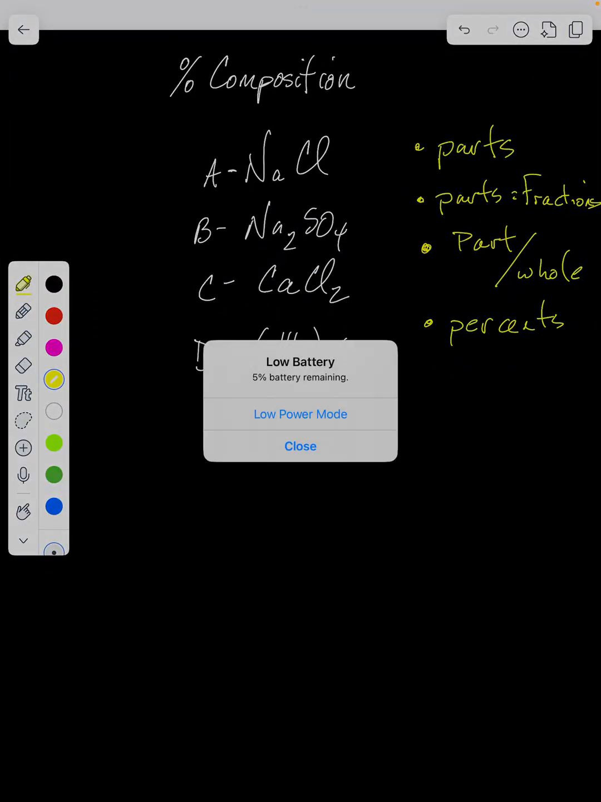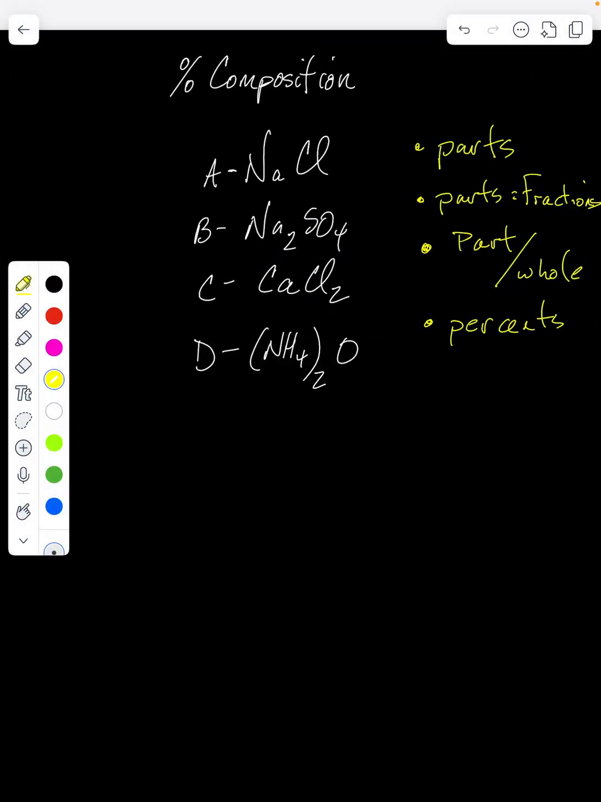Okay, we have a little bit of notes for percent composition. We're going to do A, we're going to do B, I'm going to leave D partially finished that you need to finish, and then you need to do C on your own. Okay, so we got 4 steps.